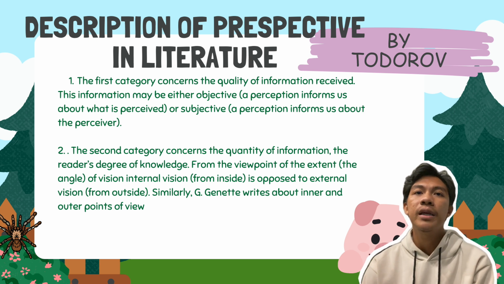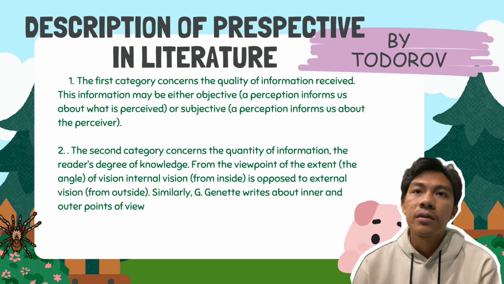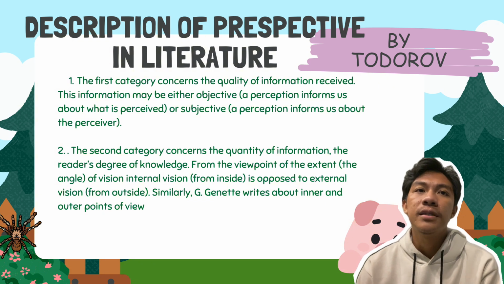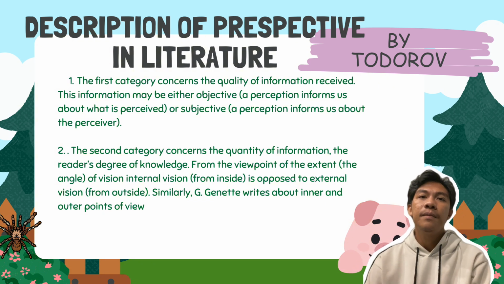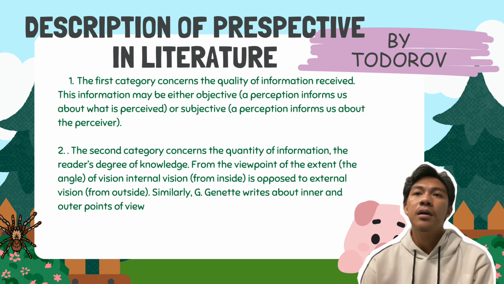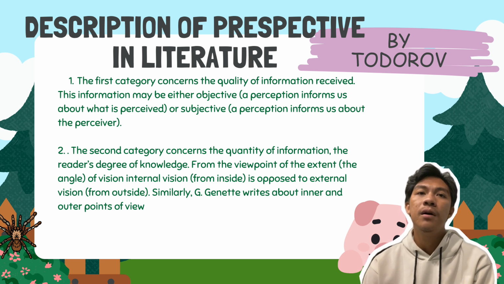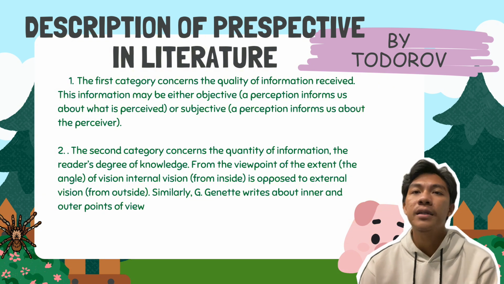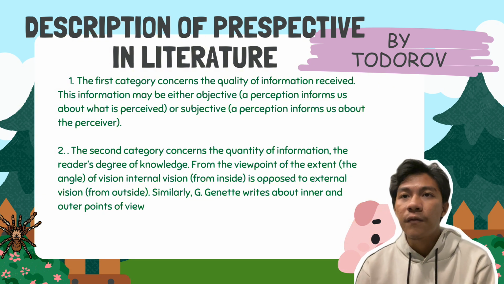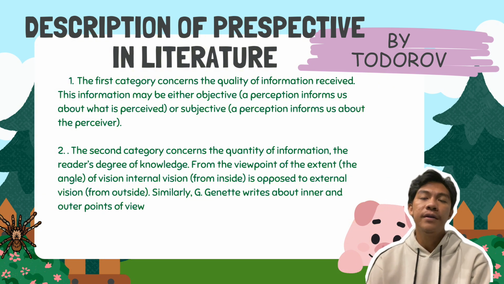The first category concerns the quality of information received. This information may be either objective, a perception informs us about what is perceived, or subjective, a perception informs us about the perceiver.